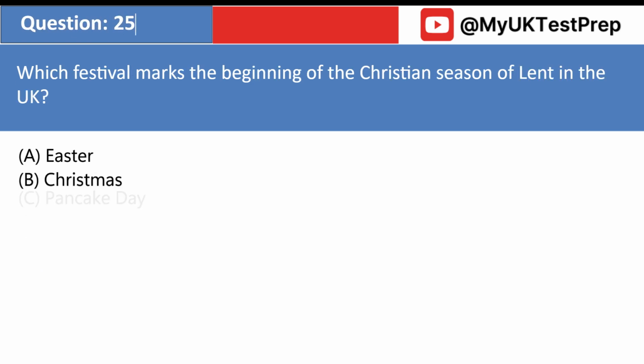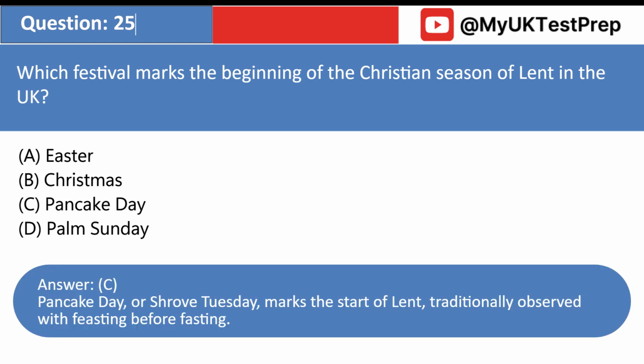Which festival marks the beginning of the Christian season of Lent in the UK? A. Easter. B. Christmas. C. Pancake Day. D. Palm Sunday. Answer: C. Pancake Day, or Shrove Tuesday, marks the start of Lent, traditionally observed with feasting before fasting.